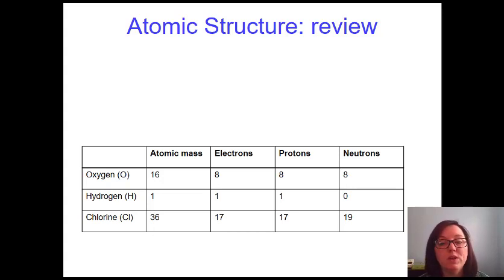And then for chlorine, we were given the number of protons and the atomic mass. So the atomic mass gives us the number of protons plus neutrons. So 36 minus the number of protons, 17, will give us the number of neutrons, 19. And of course, the number of electrons has to equal the number of protons, so it had to be 17.